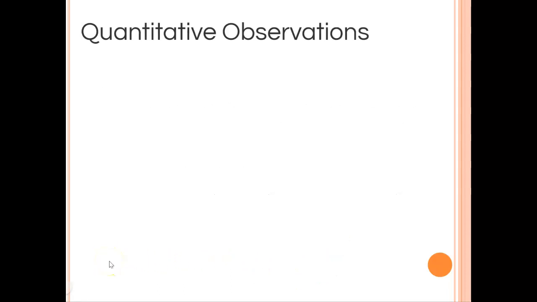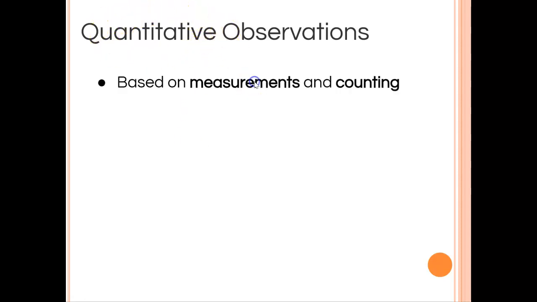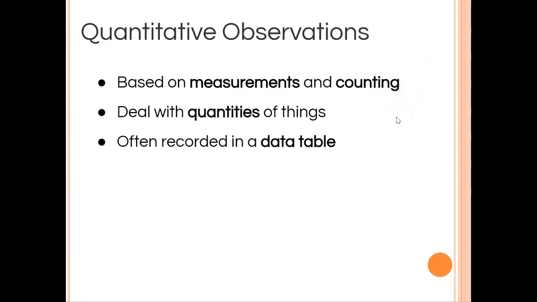Now try to take a minute to think about, well, how is a quantitative observation different? Well, the word quantitative has quantity in it. So I'm hoping you remembered that this is based on measurements and possibly counting. And we're describing things precisely. So it deals with the quantity of things, right? Often you're going to take what you're measuring and put it in some sort of a table to collect your data.